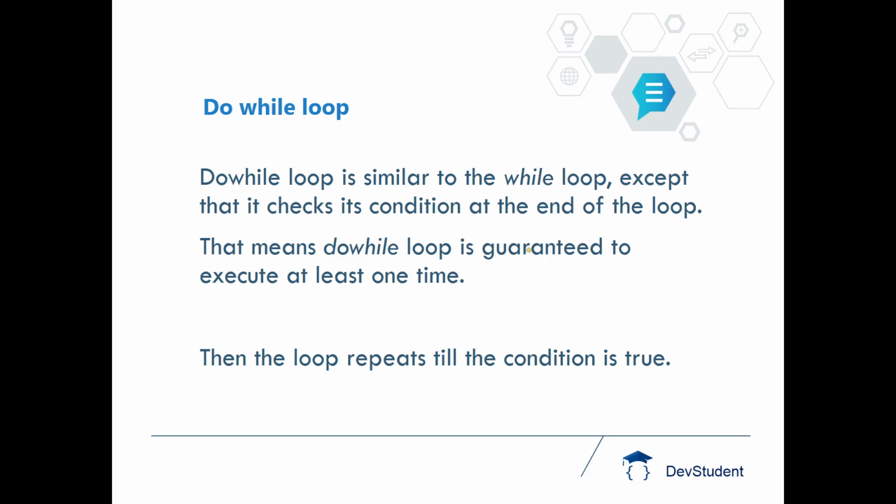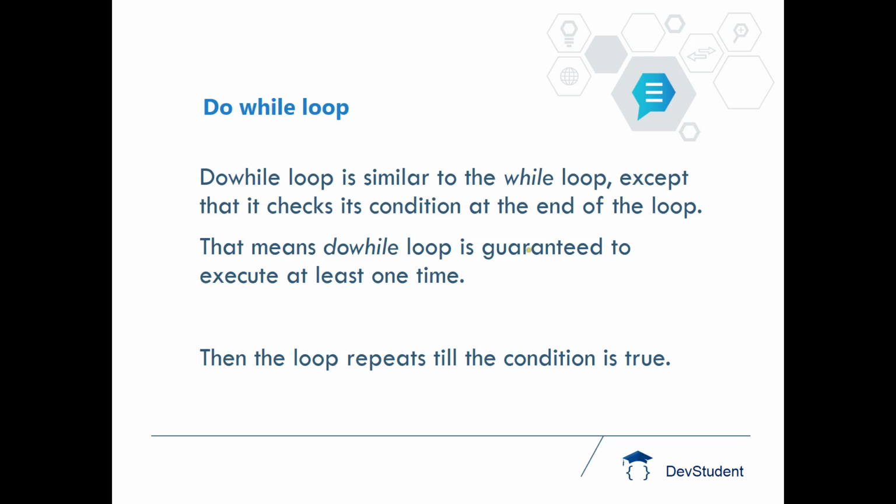Do-while loop is similar to while loop except that it checks its condition at the end of the loop. That means we are going to have the condition at the end in do-while, whereas in while loop we are going to have it at the starting. That means do-while loop is guaranteed to execute at least one time. Then the loop repeats till the condition is true.